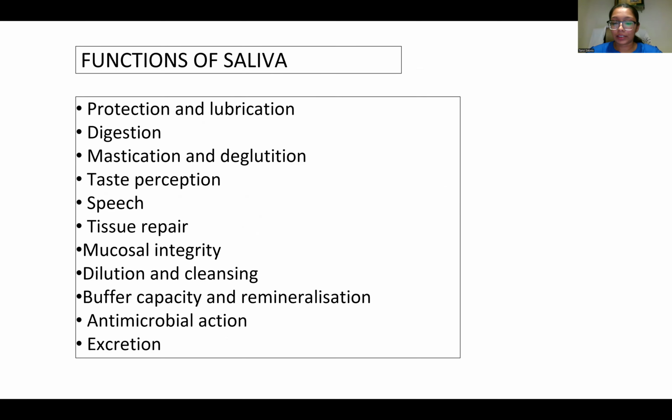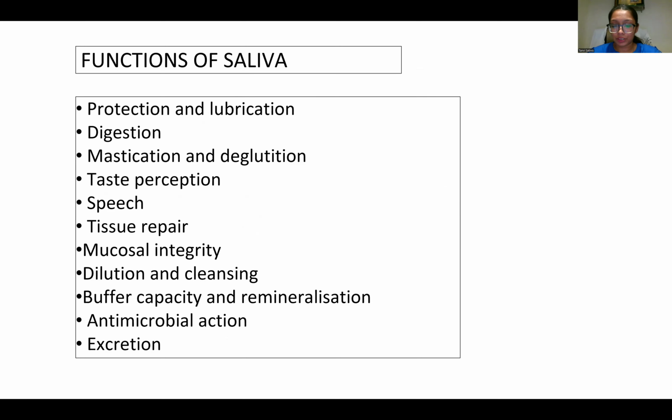Taste perception. The food that is taken into the oral cavity is emulsified in saliva and dissolved. This process is a prerequisite of the sense or perception of taste. This is because of the water content present in the saliva. Speech: saliva helps to moisten the oral cavity and helps in vocalization. In case of tissue repair, certain growth factors are present that promote tissue growth, wound healing and differentiation.